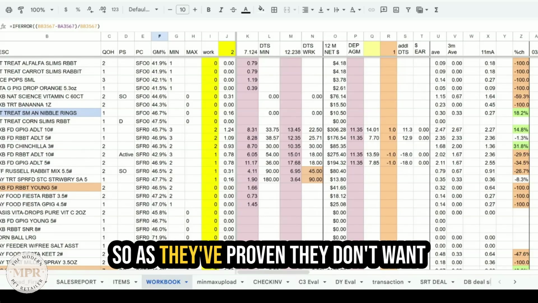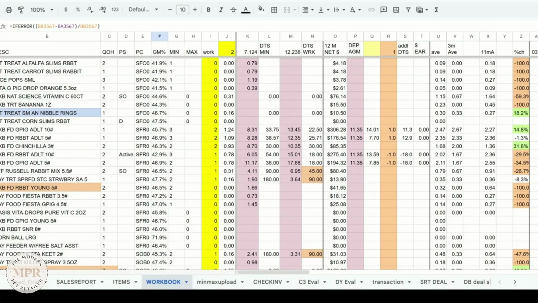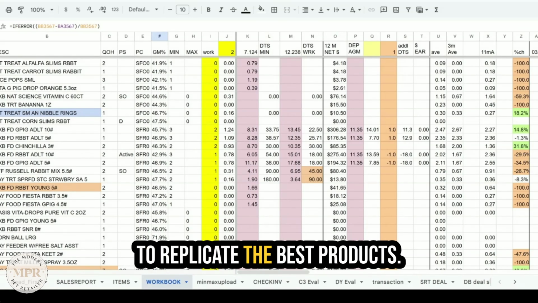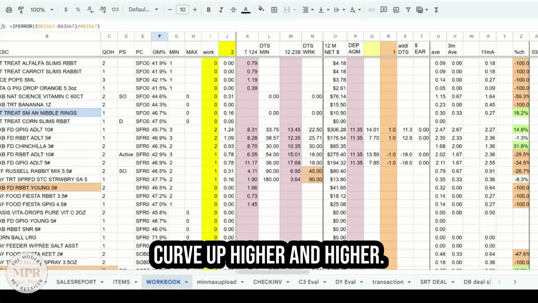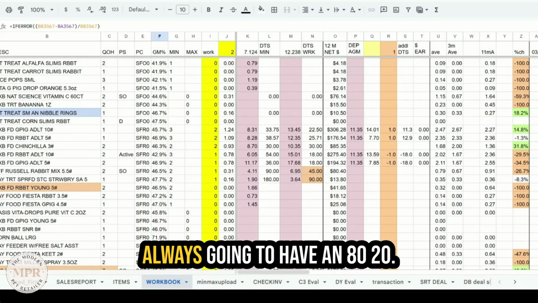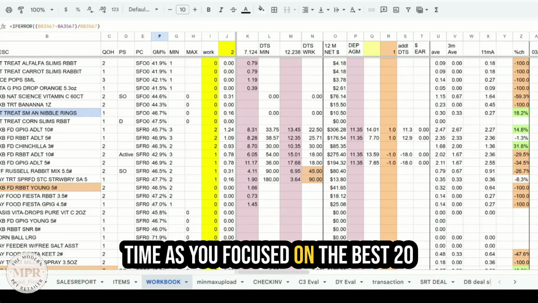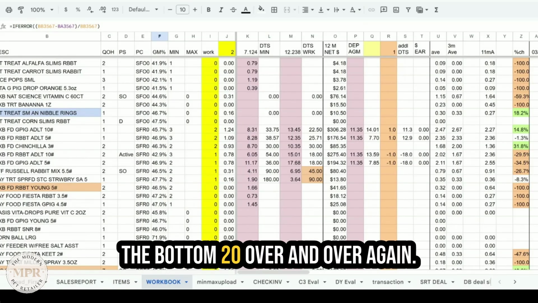So as they've proven they don't want certain things, we're going to move those out of the store and eliminate them. Now that we've gotten the inventory cleaned up, it's okay to start to replicate the best products. So we're pushing our 80/20 distribution curve up higher and higher every time we do this, where you can never beat it. You're always going to have an 80/20. It's just going to look different over time as you focus on the best 20 over and over again and eliminate the bottom 20 over and over again.